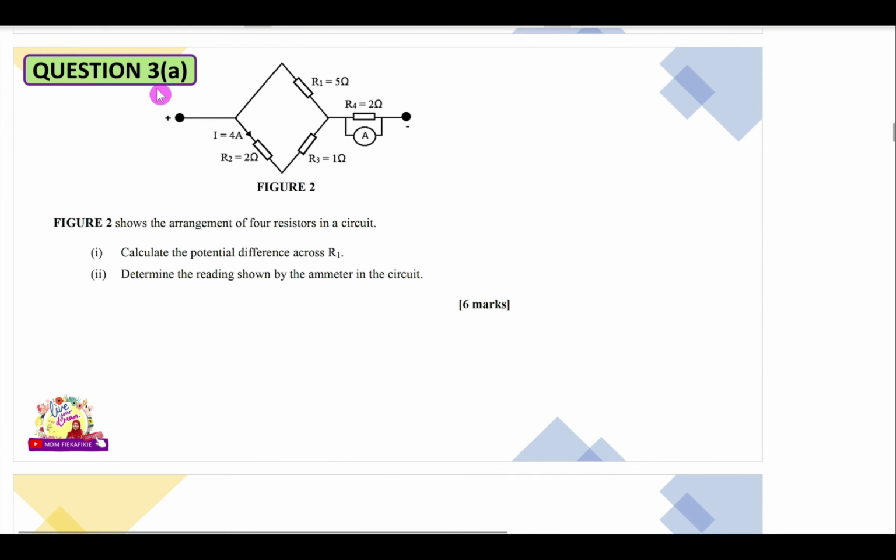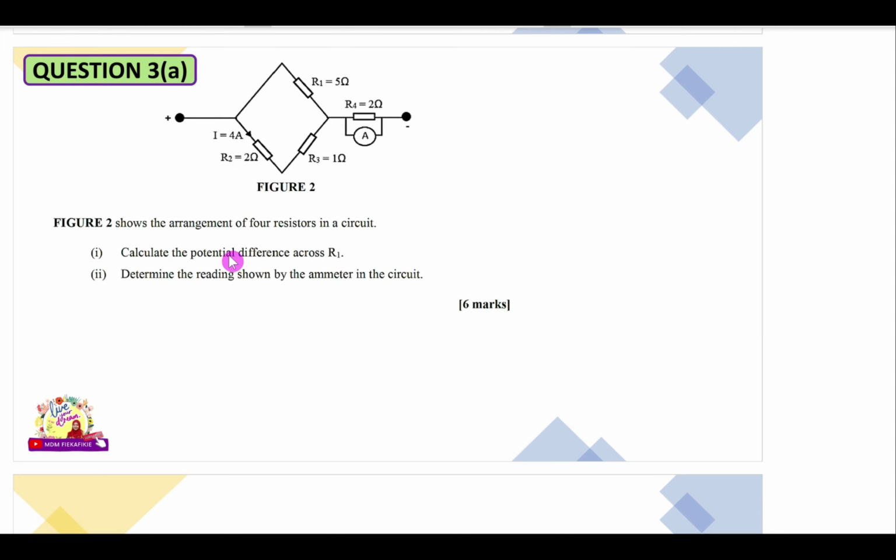Alright, question number 3A. So soalan ini ada 6 markah. Okay, so let's read the question. Figure 2 shows the arrangement of 4 resistors in a circuit. So we have R2, R1, R3 and R4. Okay, so all the values of the resistance is given. Okay, so calculate the potential difference across R1.